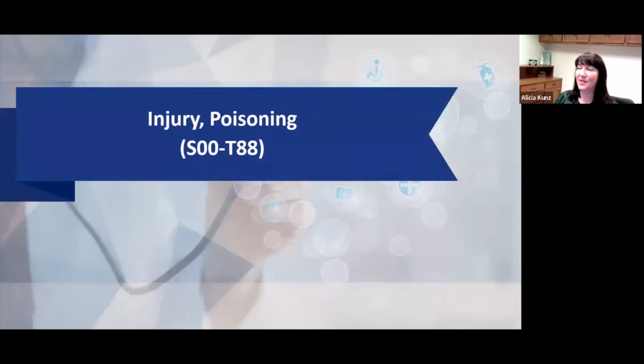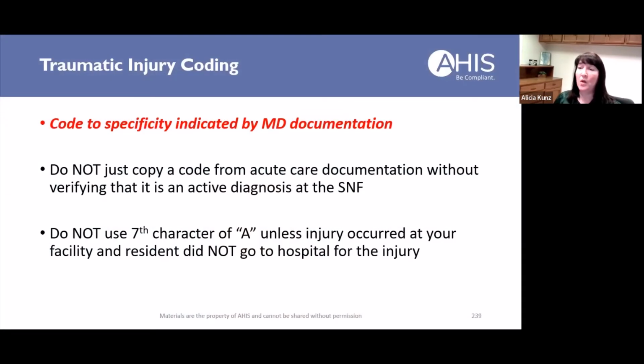Injuries and poisonings. This is the single largest category in your book. You'll notice it's a big fat section in your book. A lot of codes here. Traumatic injury codes will be found within this chapter. You want to code to the specificity that your physician is giving you. And sometimes you have to look at the X-ray reports, the surgical reports to get the best information. So just make sure that you're aware that you're looking at everything that could lead you to the correct code.